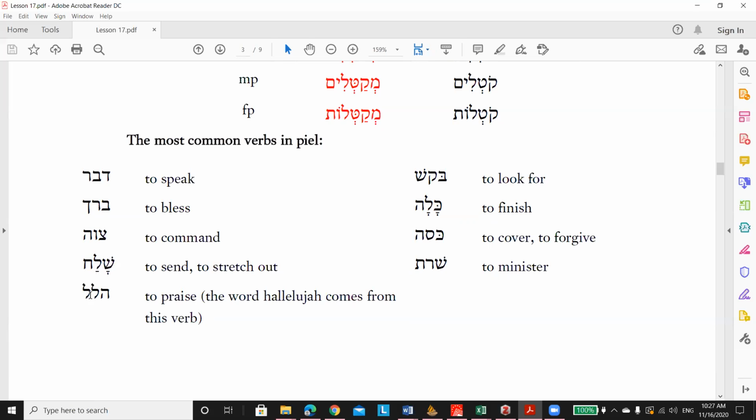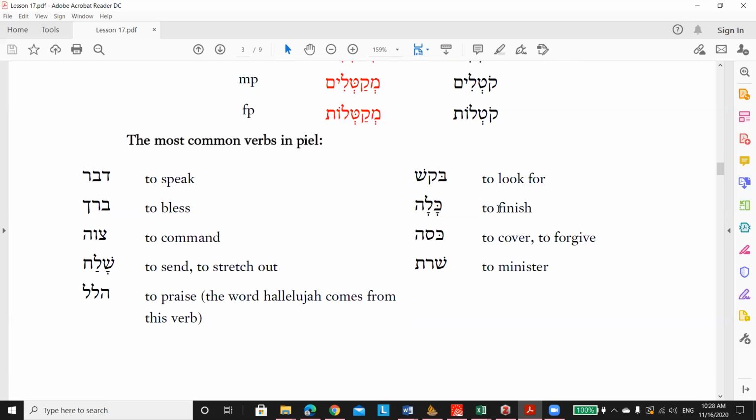The verb hillel means to praise. The word hallelujah comes from this root, and it's very easy to memorize. Bikesh means to look for. Kala also occurs in the Kal stem and Piel stem. When it occurs in the Piel stem, it has an accent or emphasis on the result. So the result of the action is emphasized. Kisah, to cover, to forgive, and sherat, to minister.